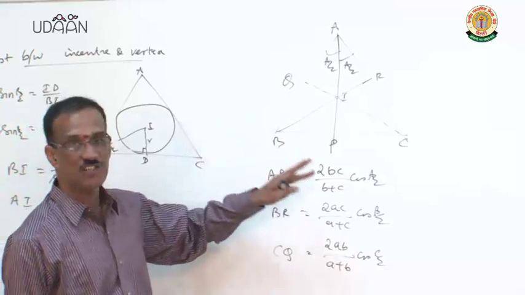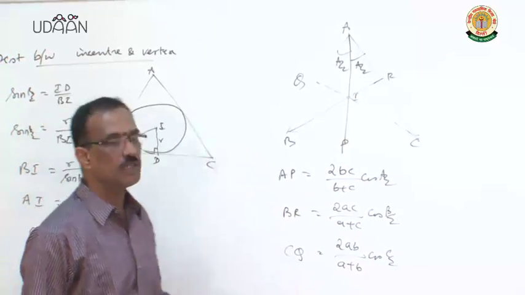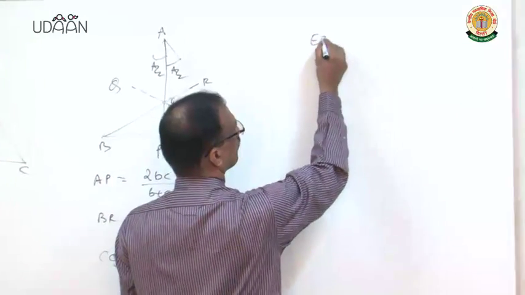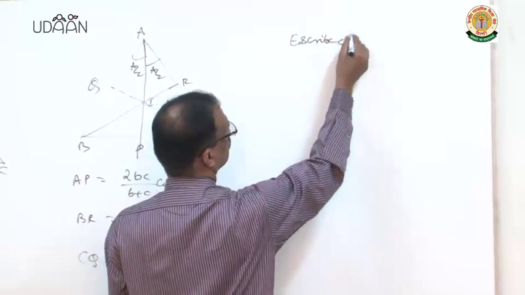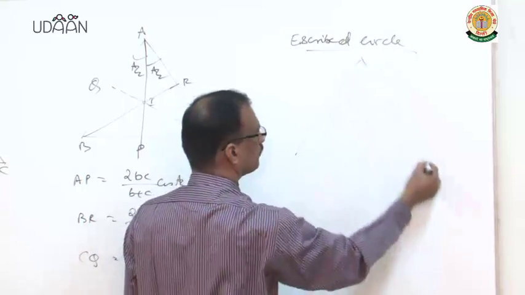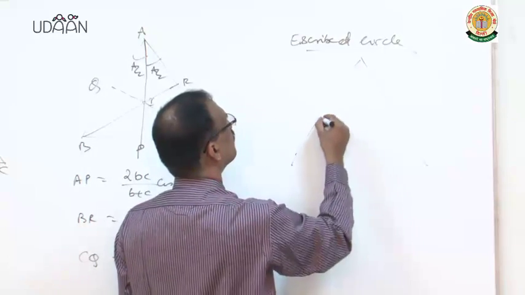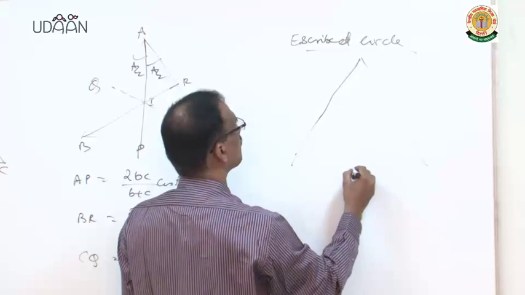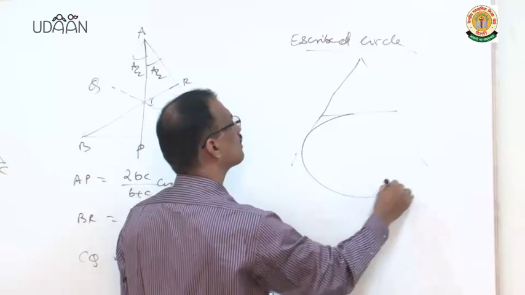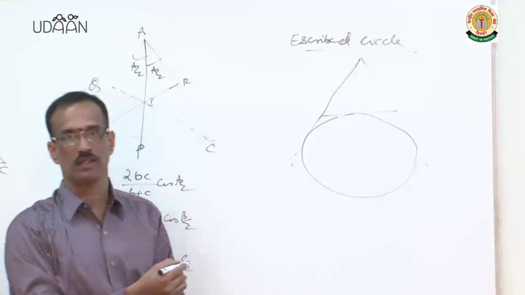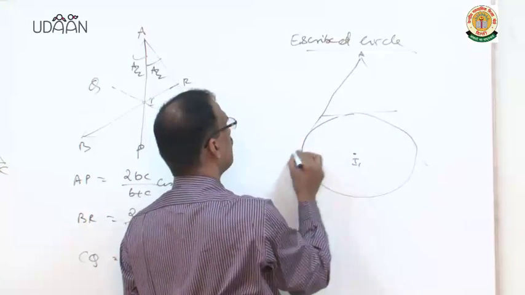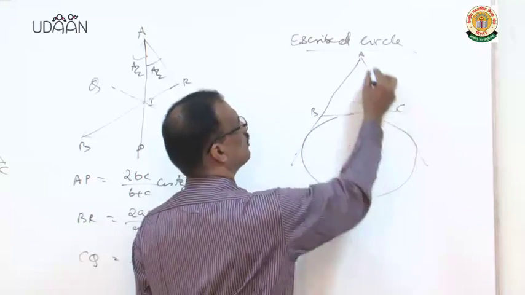So now these are the relations for the incircle. Now let us move on to the excircle. An excircle means a circle touches the three sides of a triangle in such a way that its center is I1. This is your triangle ABC.